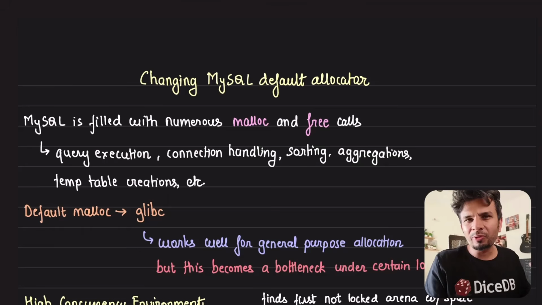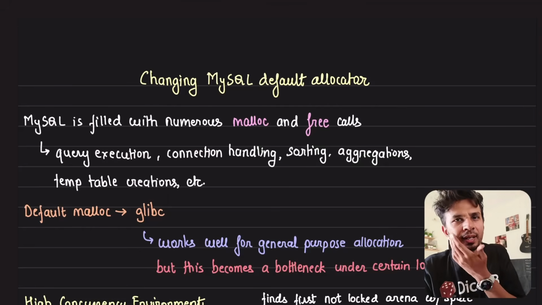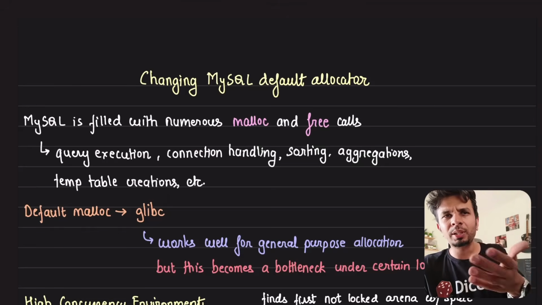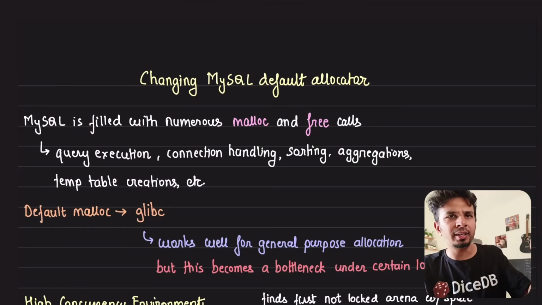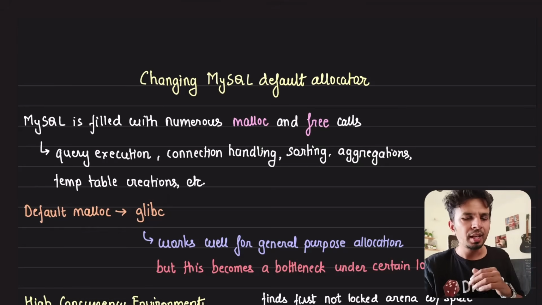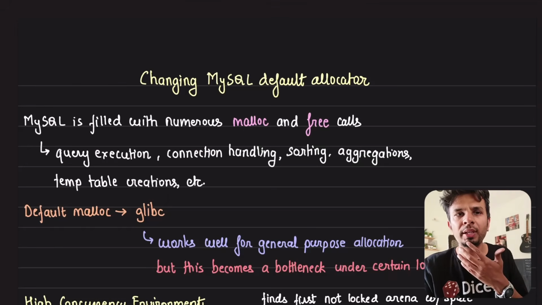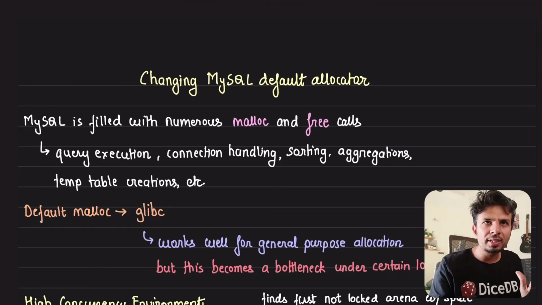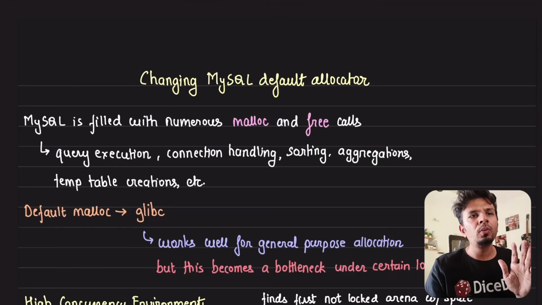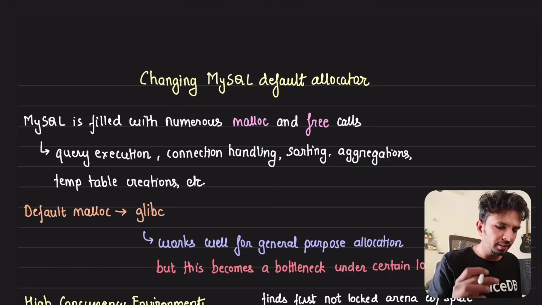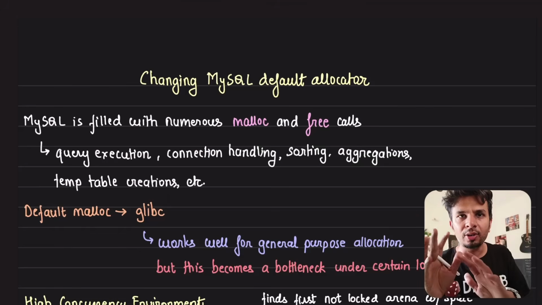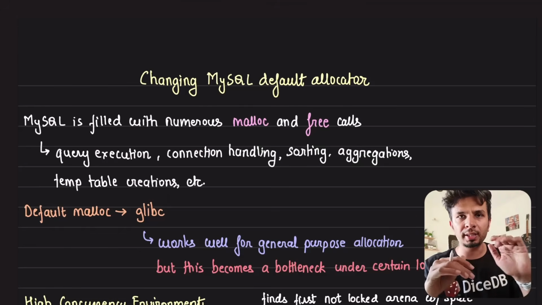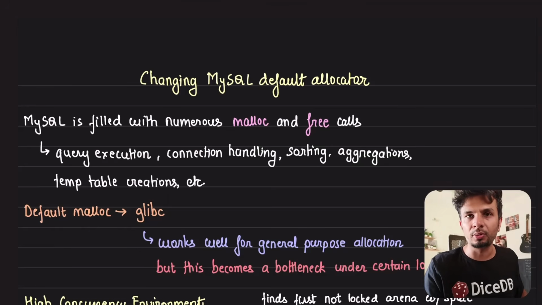We know, of course, MySQL being a database, it needs to do a lot of mallocs and frees. For example, during query allocation, connection handling, sorting, aggregations, etc. Now, the default malloc that we all use is nothing but the malloc provided by glibc, and everybody uses that. These are called allocators. So glibc's allocator is the default that is shipped with all the Linux OSs.